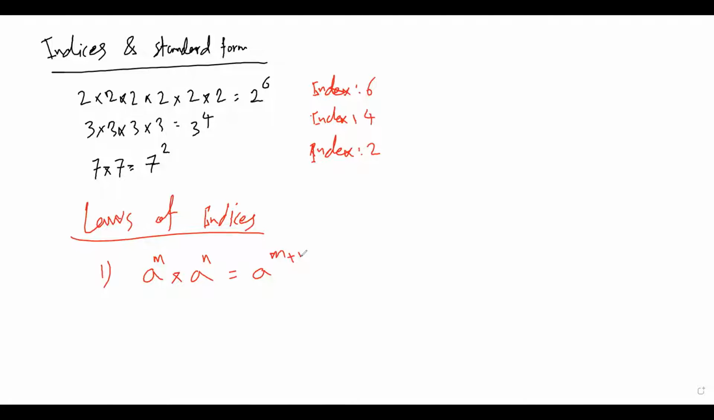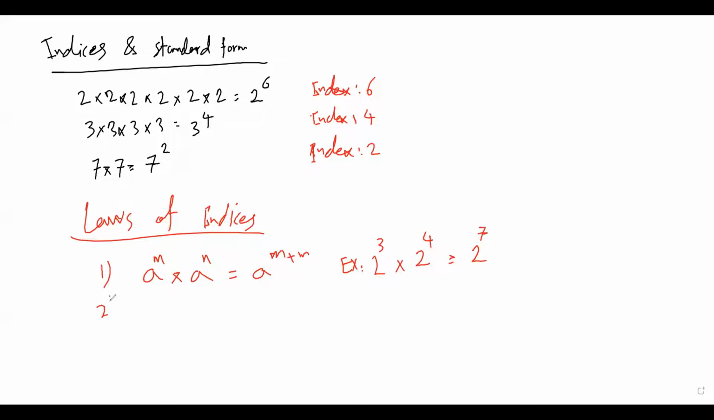An example would be 2 to the power of 3 times 2 to the power of 4. So all I need to do right now is to write number 2 and then add the powers, right?